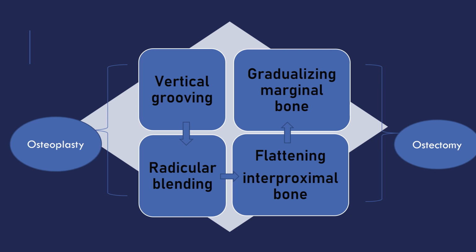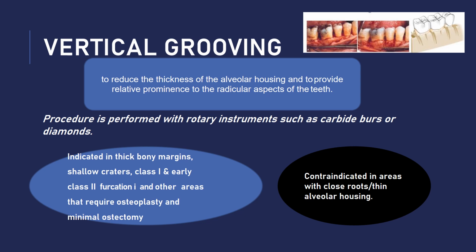Coming to the details of each procedure, the first one is vertical grooving. What do we mean by vertical grooving? The grooving is made vertically in the interdental areas, to reduce the thickness of the alveolar housing and to provide relative prominence to the radicular aspects of the tooth. So that is to reduce the thickness and to give more prominence to the radicular aspects.